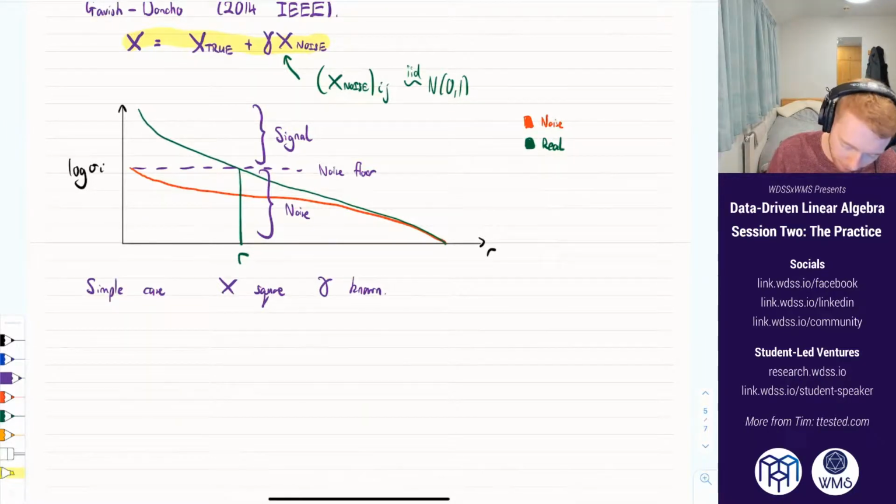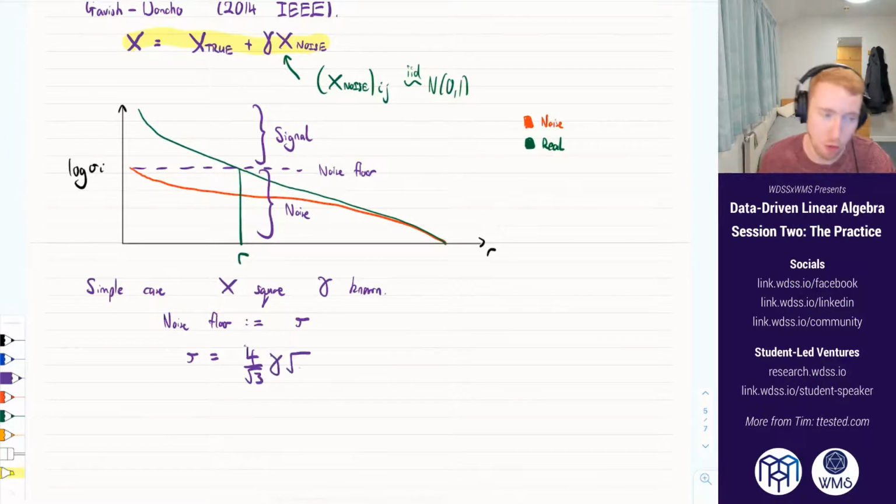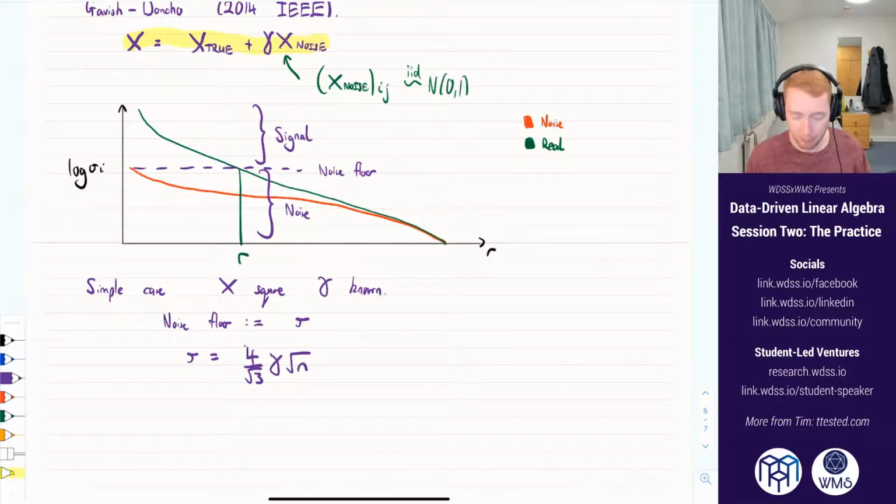And so then what we do, we define our noise floor, this dashed line here, to be the symbol tau. And tau is given by a very simple formula, which is 4 over the square root of 3 times gamma times the square root of n, where n is the size of our matrix. So an incredibly simple property, quite beautiful even. I mean, the derivation is a bit tougher, quite involved, but that's it. That if you know your matrix is square, you know there's gamma, that is the optimal place to truncate.